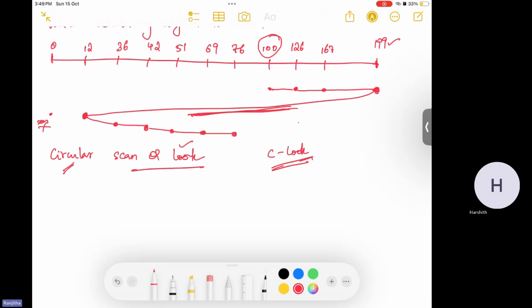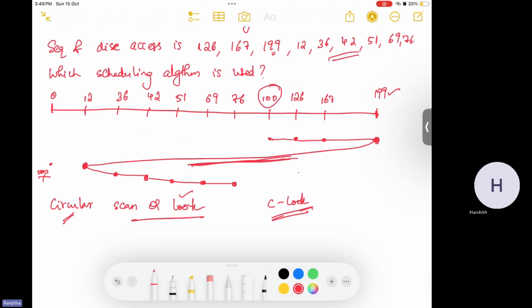So the given sequence pertains to the C-LOOK scheduling algorithm. Okay, now let's go back to the previous year question papers.